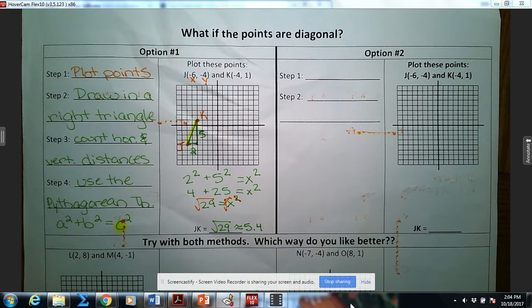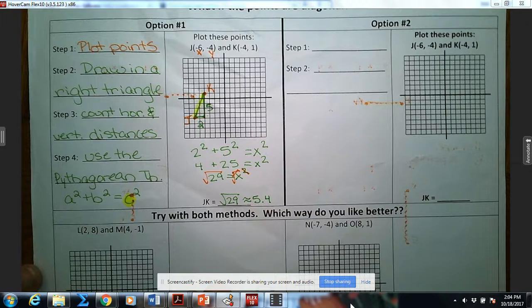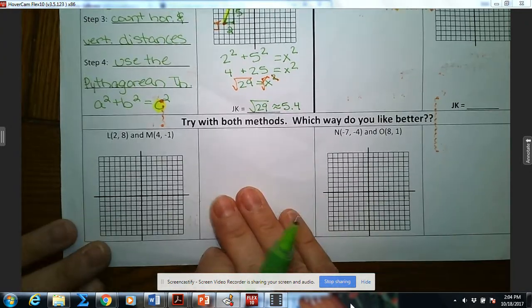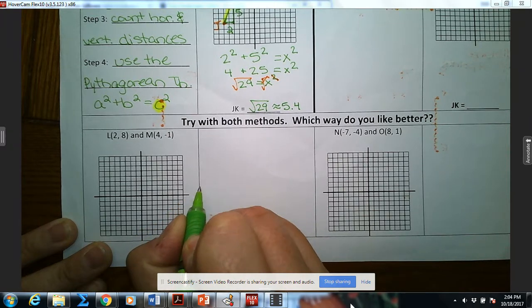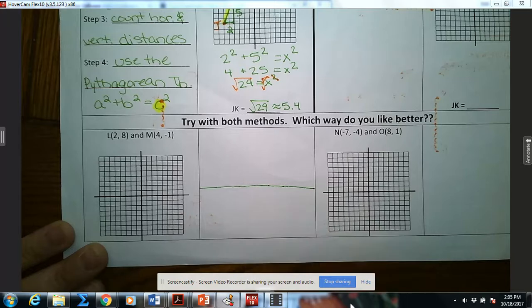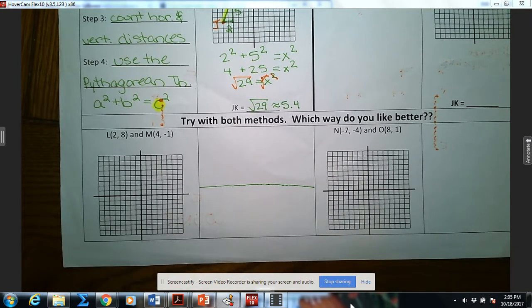So why don't you take a second and try this example down below using the Pythagorean theorem method. I'm going to split my workspace here because I have another method I'm going to show you, but we'll try the Pythagorean theorem method. Go ahead and plot your points and draw in your triangle. Then pause the video and check to make sure that our pictures look the same.